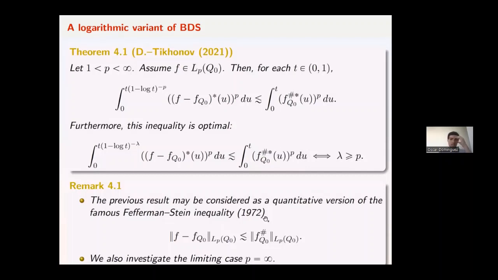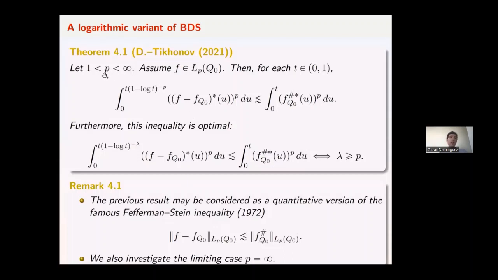Let me say that this inequality may be considered as a quantitative version of the celebrated Fefferman-Stein inequality. The Fefferman-Stein inequality tells us that you are able to control the Lebesgue norm of the function by the Lebesgue norm of the sharp maximal function. So if you go to our inequality and take the limit as t goes to 1 on both sides of this inequality, then you immediately get the Fefferman-Stein inequality. So this is a stronger assertion than the Fefferman-Stein inequality.